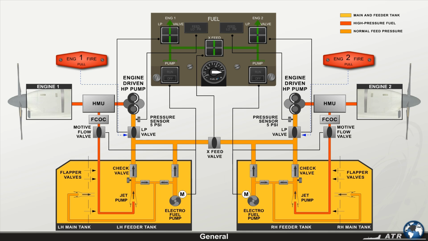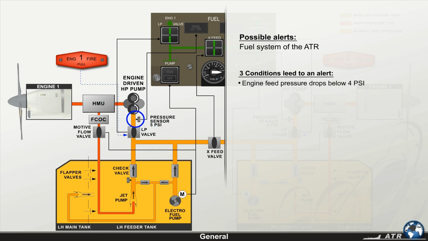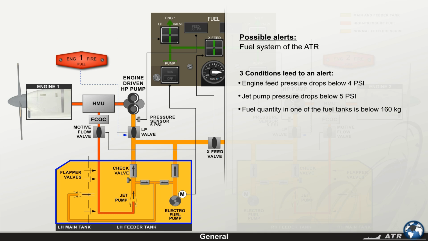In this chapter, we'll discuss the possible alerts related to the fuel system of the ATR. 3 conditions lead to an alert. If the engine feed pressure drops below 4 psi, or the jet pump pressure drops below 5 psi, or the fuel quantity in one of the fuel tanks is below 160 kilograms.